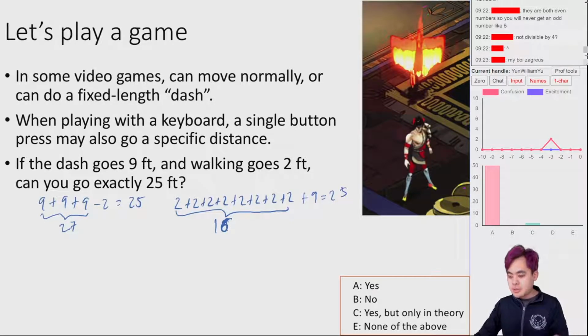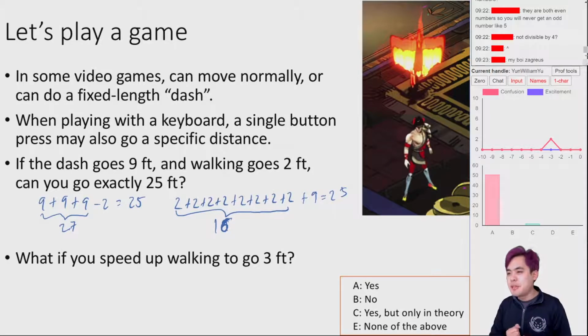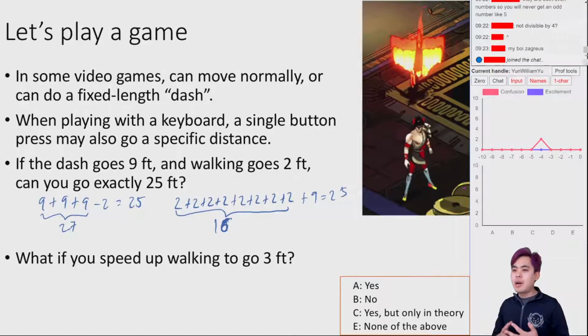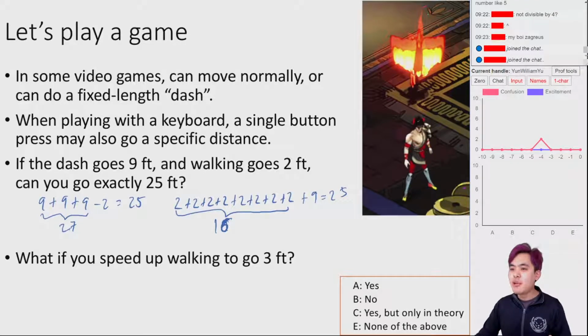Okay, so that's good, right? But what if, in some video games, you can speed up your walking speed. So what happens if you speed up your walking speed to go 3 feet? If you speed up your walking to go 3 feet, but your dash still goes 9 feet, can you now go exactly 25 feet? So what do people think about this?